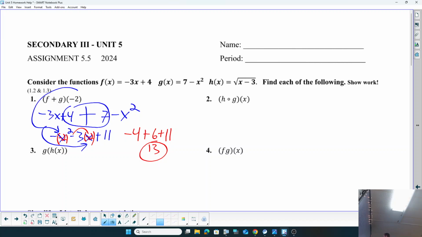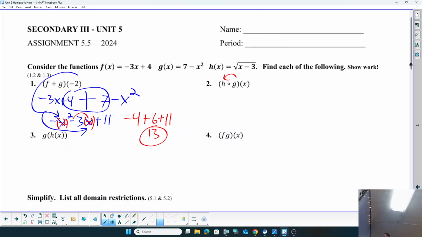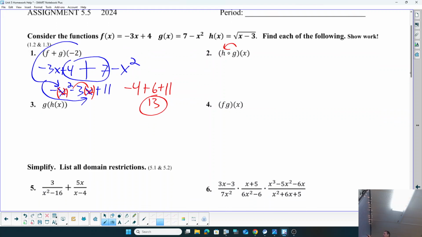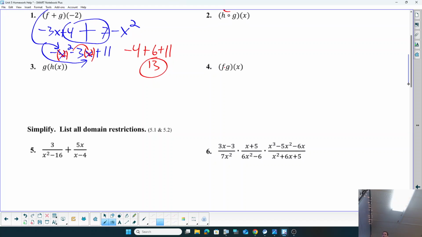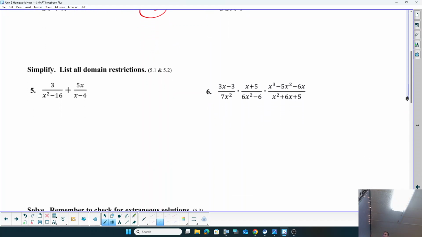Try number 2, where you're doing composition. Plug in G into H. This is just times. Just going to times them together. It's good to remember all those things, right? Coming up for the ACTs.